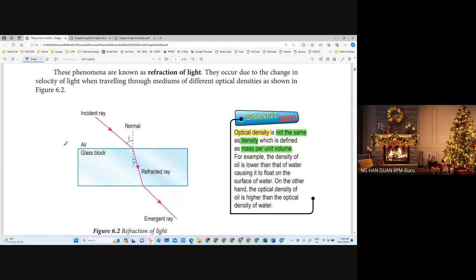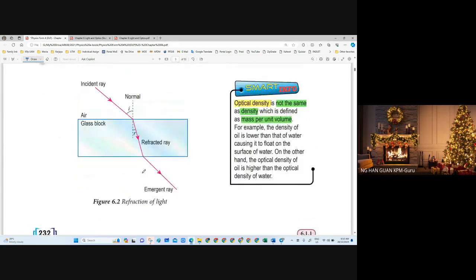So basically, we're talking about optical density. It's just talking about the properties of the light, how it is affected by the medium. So this is why we use the term optical density. When you explain it, make sure you use the term optically denser or optically less dense. Okay, so here's an example.